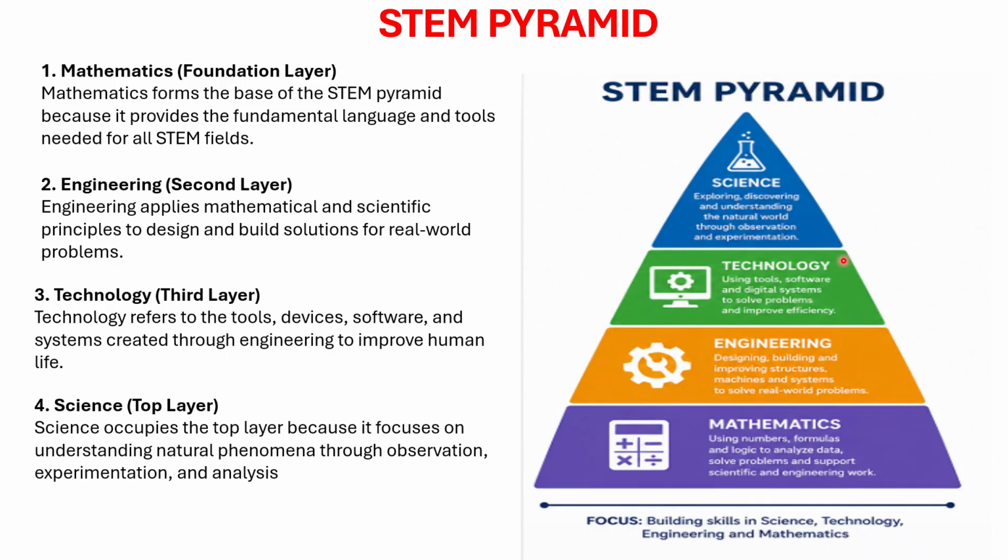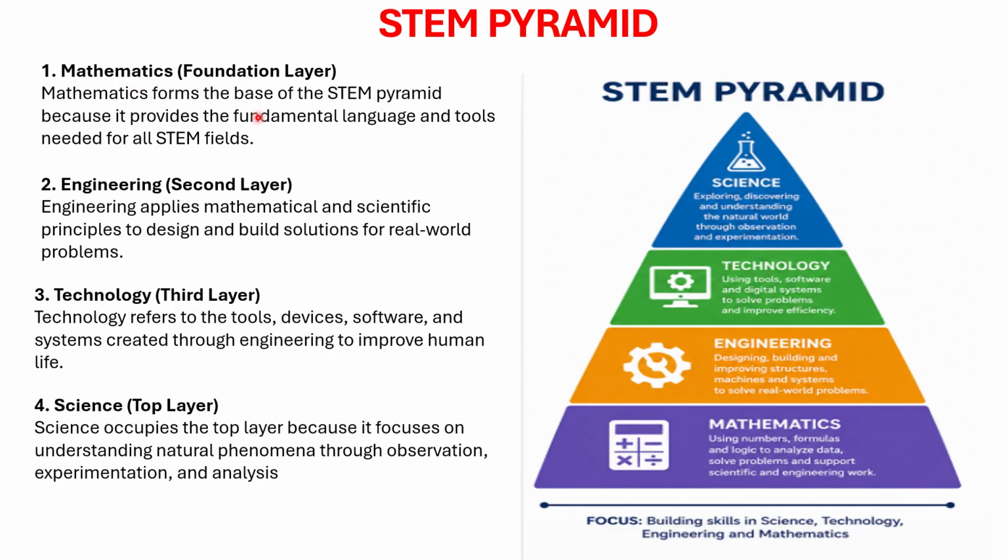The STEM pyramid is a visual representation of four core disciplines: science, technology, engineering, mathematics. This pyramid illustrates how each discipline builds upon the others to develop knowledge, innovation, and problem solving skills. If you look at the structure of the STEM pyramid, it has totally four layers. The mathematical layer is the foundation layer.